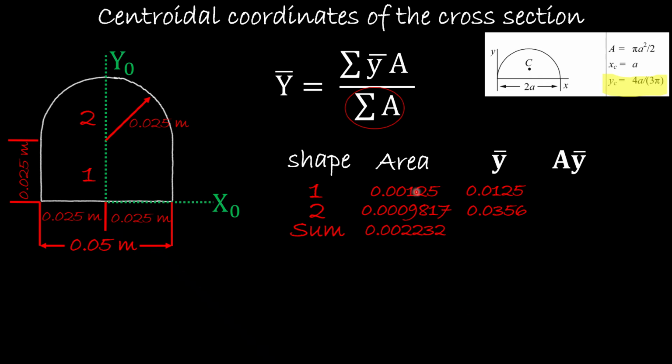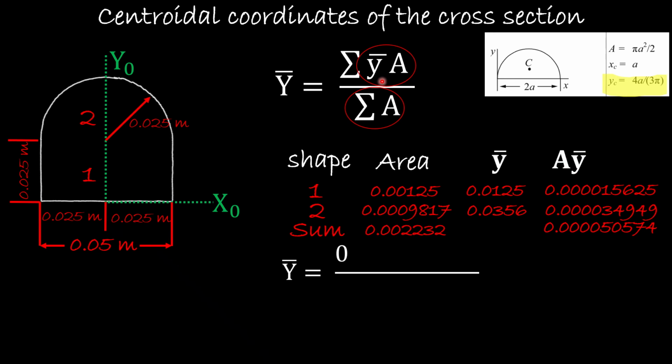Next, we will multiply the area by the centroid of the shape, and the area of shape 2 by its centroid. These are the values that we're going to have, and we're going to sum these two values, and that's what we're going to have. So now we found the sum of A times y, which is this one right here. Now we will plug in the values that we found.